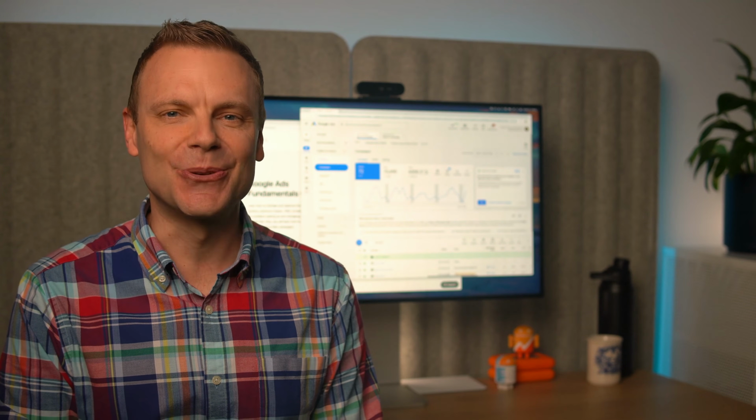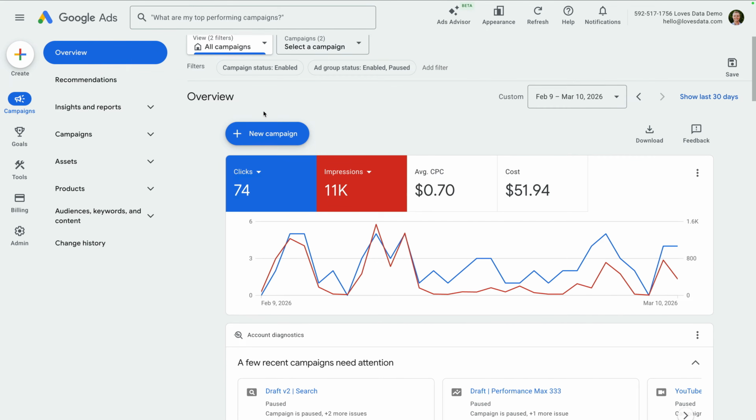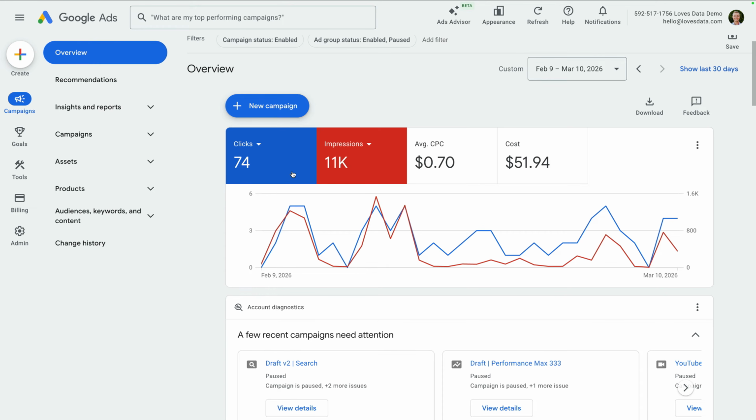Okay, let's head to Google Ads. We're going to start by looking at some of the key metrics you'll want to review regularly. I've already opened my demo account and we're looking at the overview. At the top, we can see some metrics. We can see clicks, impressions, average cost per click, and cost. These metrics are for all of the campaigns in our account.